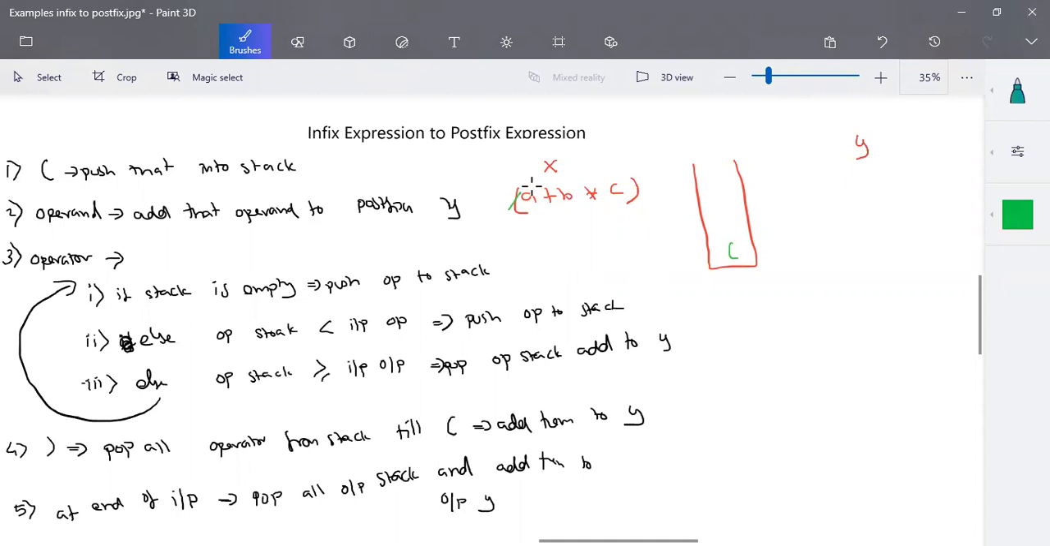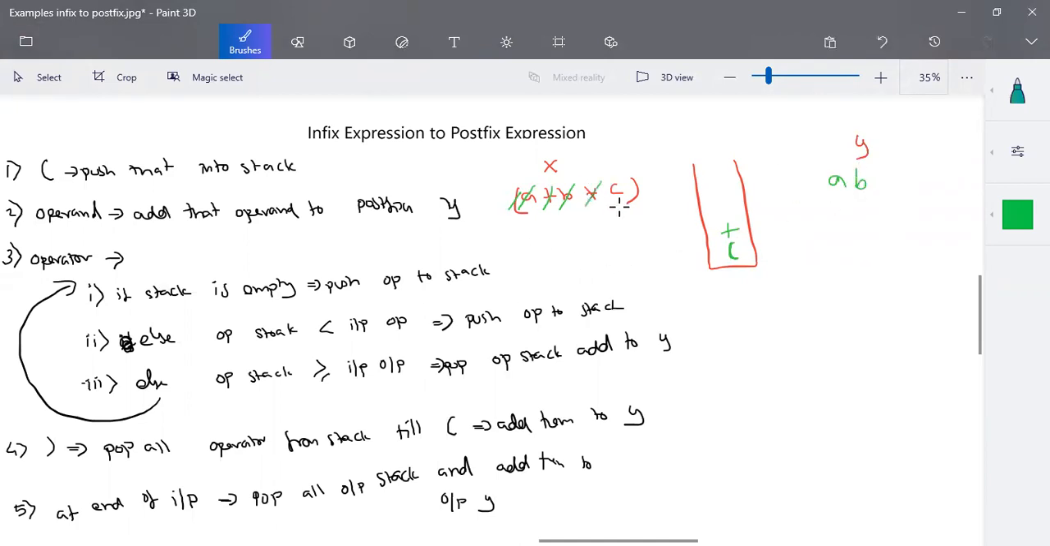The next element to be scanned is A, and A is an operand. Whenever an operand is scanned, we add it directly to the postfix expression. Okay. The next element to be scanned is plus. Plus is an operator. Whenever it is an operator, we add it to the stack. When the top is an open bracket, we can directly add the operator. Okay, the next element to be scanned is B. B is an operand, so add it to your output expression.